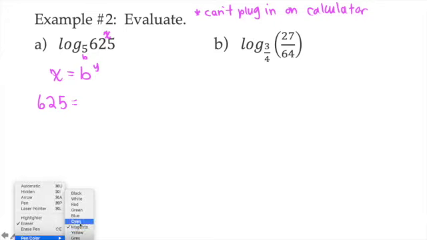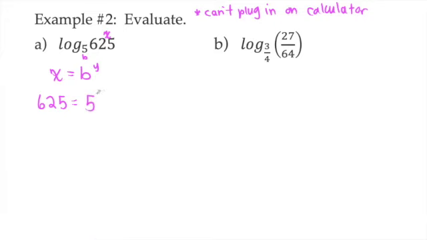And then you're going to solve this for y. Well, I just taught you two lessons ago how to solve this. So change 625 to a base of 5. So 625 as a base of 5 is 5 to the exponent 4, equal to 5 to the y. Now, set your exponents equal to each other because you have the same base. So 4 is equal to y.